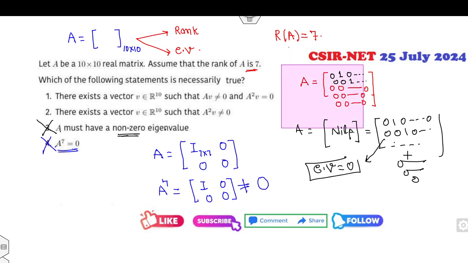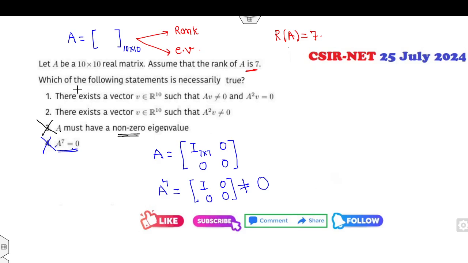Now look at the first and the second option. They are not talking about for all. There exists V such that AV is 0 or AV is non-zero. So there exists a V. I can assume the vector V is 1, 0, 0, 0. Then what will happen? Now clearly say, from this case, what is A square? A square is A.